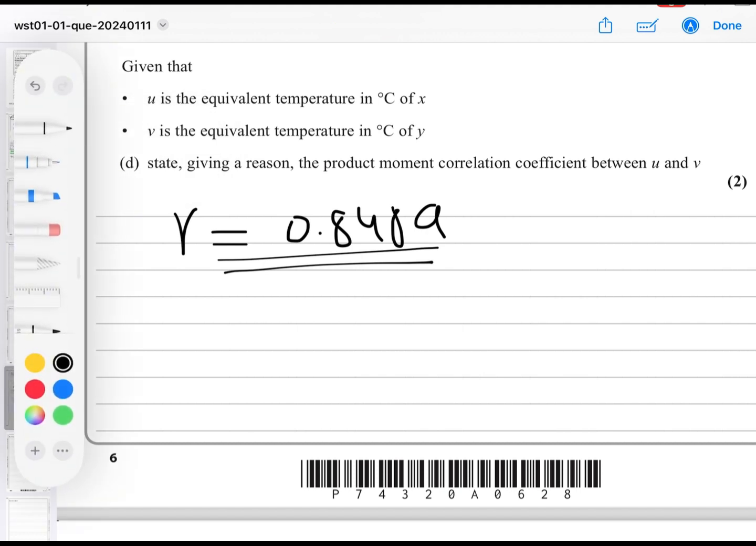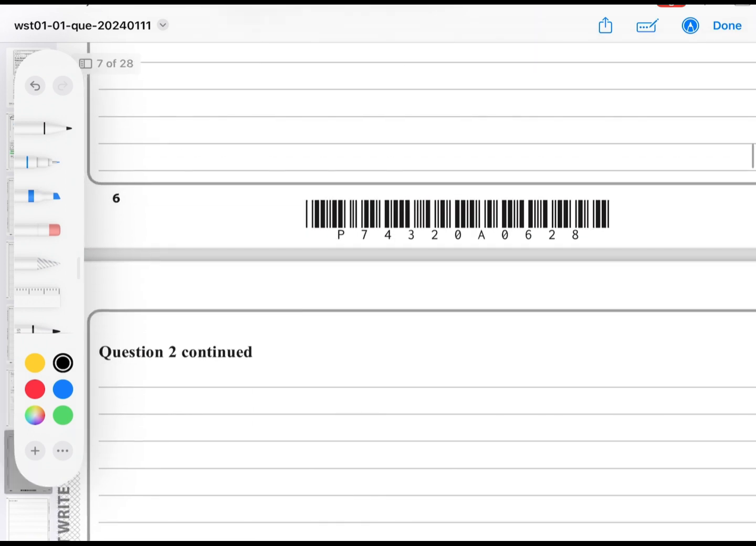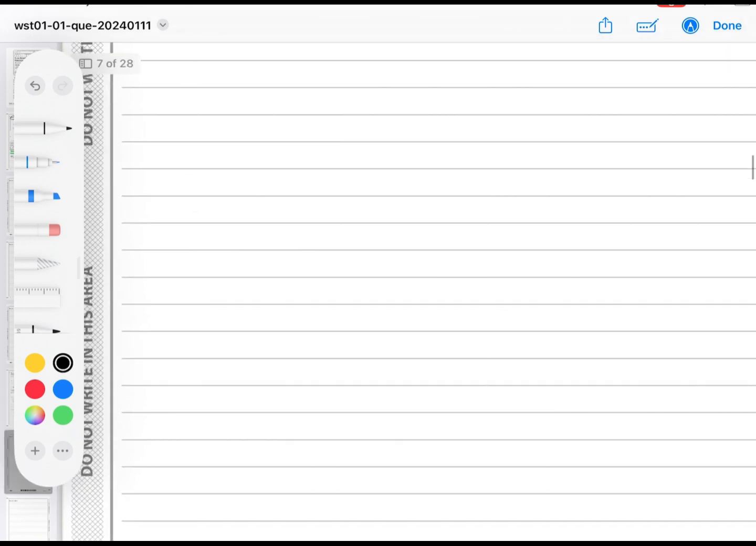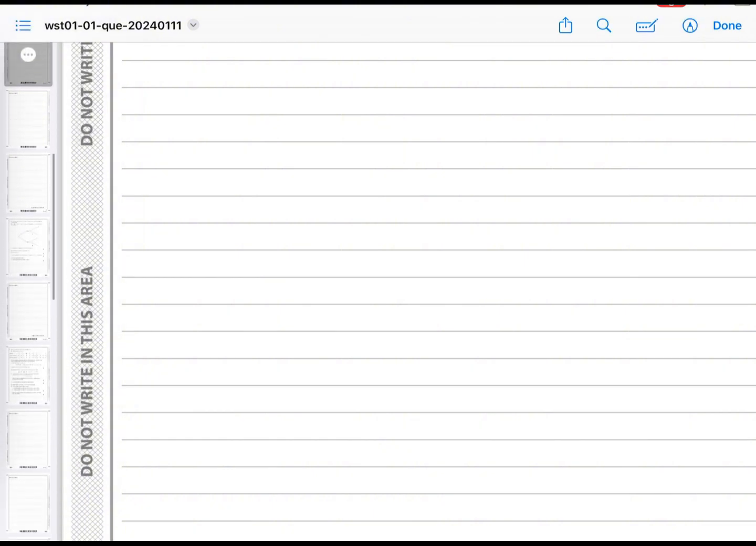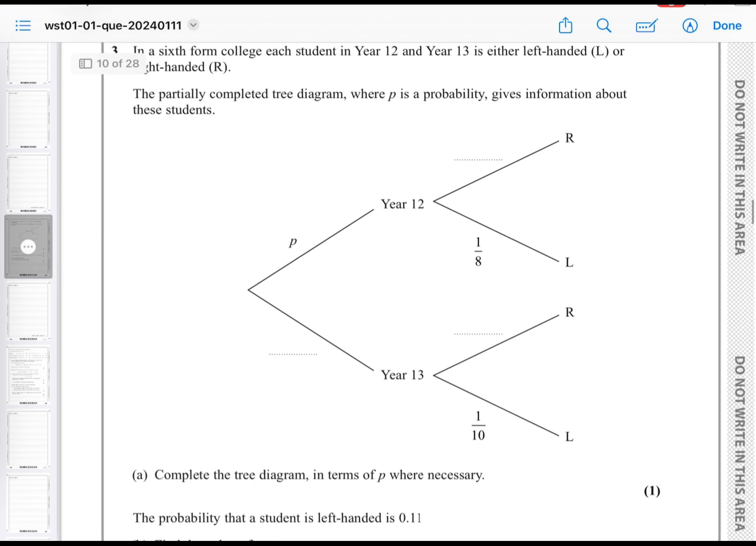So basically the correlation coefficient r is not affected by the method used for linear transformations or coding. It remains the same regardless of how the calculations are performed. So I think this explanation is enough for the last part. Now we are done with the 2 questions. Now moving towards the next question, the third one. Okay, so this is the third question.